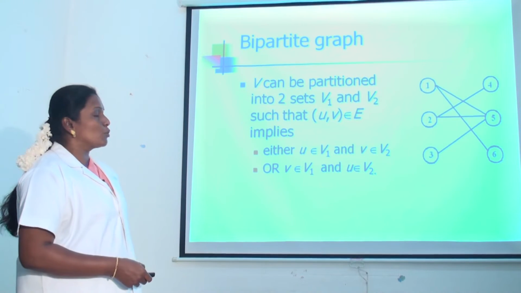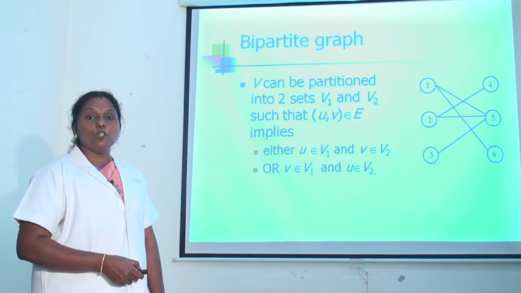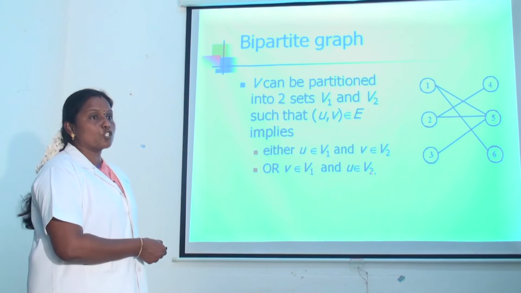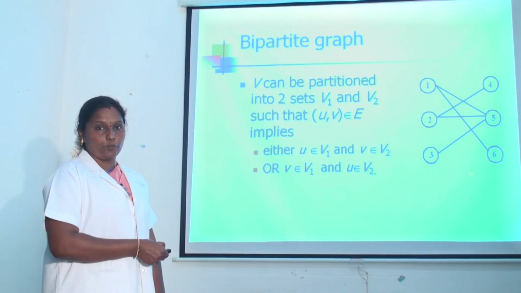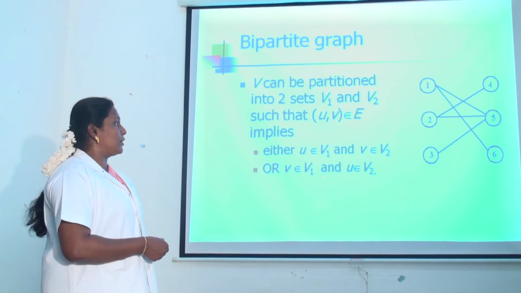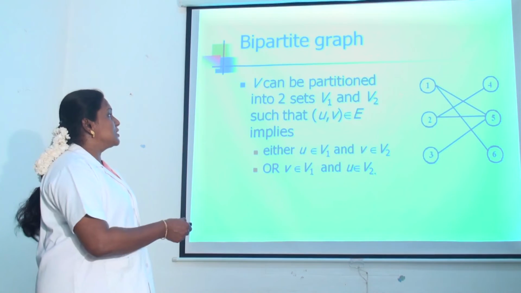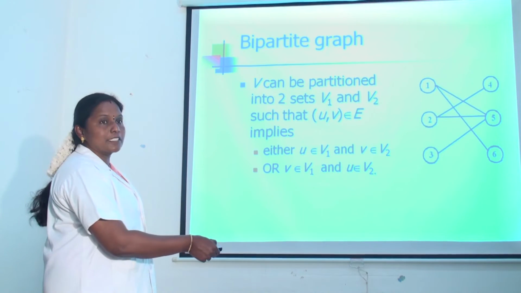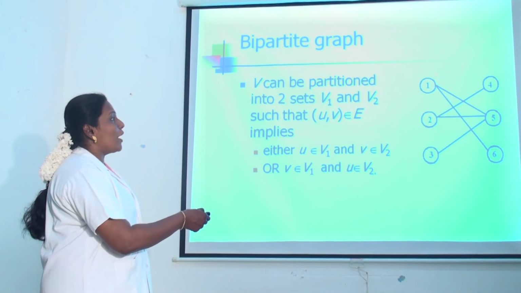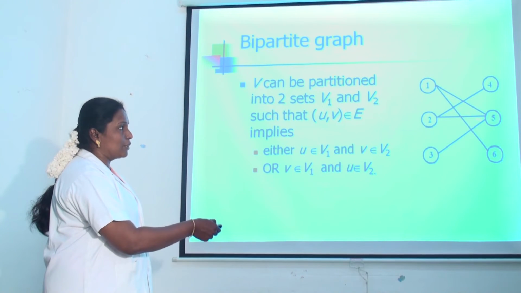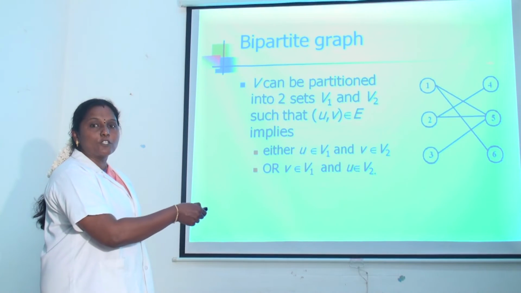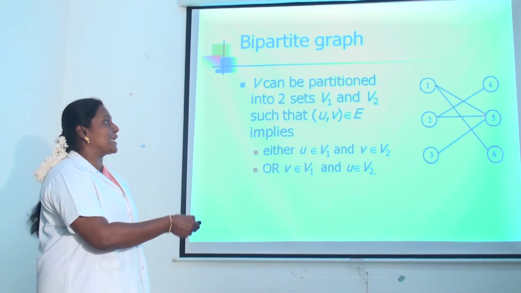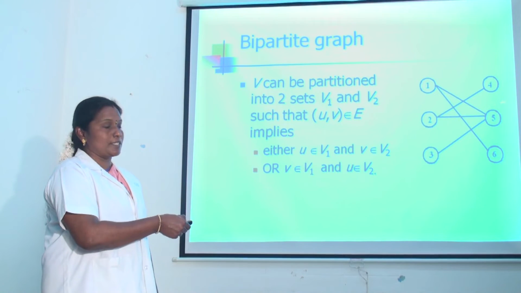Okay, the next one is the bipartite graph. It can be partitioned into two sets, V1 and V2, such that (U, V) belongs to E implies either U belongs to V1 and V belongs to V2, or U belongs to V2 and V belongs to V1. Here, this is vertex 1. 1, 2, 3 are V1 and 4, 5, 6 are V2. V1 vertices are connected only to V2 vertices, and the same for 4, 5, 6 vertices, connected only with V1 vertices.